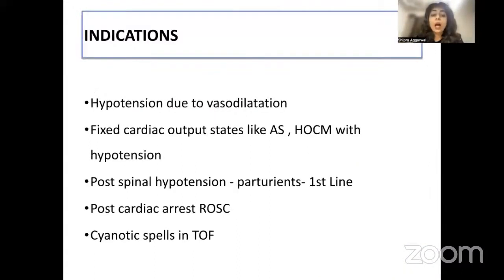The indications are mainly to treat hypotension. So it can be used in fixed cardiac output states like aortic stenosis and HOCM with hypotension, where you actually don't need tachycardia. It is also the first line drug for treating postspinal hypotension in parturient patients. Also to treat the cyanotic spells in patients with tetralogy of Fallot.